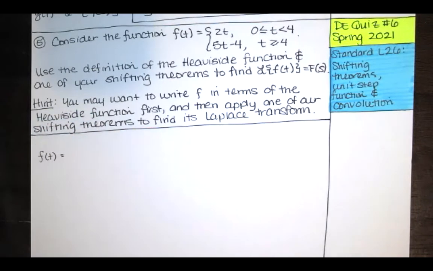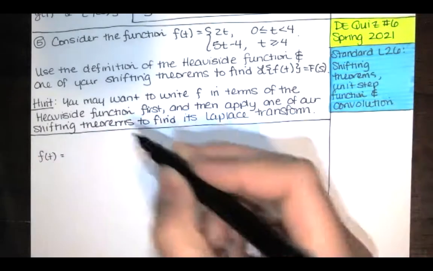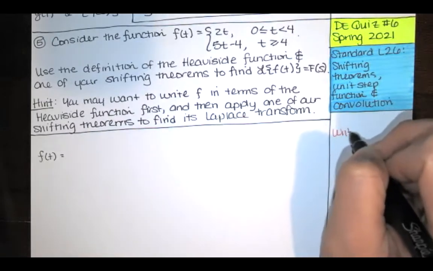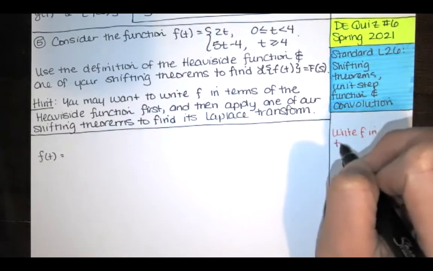Remember, our Heaviside function is like an on-off switch. The Heaviside function at t minus a is 0 until you get to a, and then it's 1 after that. So if you multiply any function by that Heaviside function, it turns the function off until you get to t equals a, and then at t equals a, it turns it on. With that in mind, the first thing that we'll do is write f in terms of the Heaviside function.